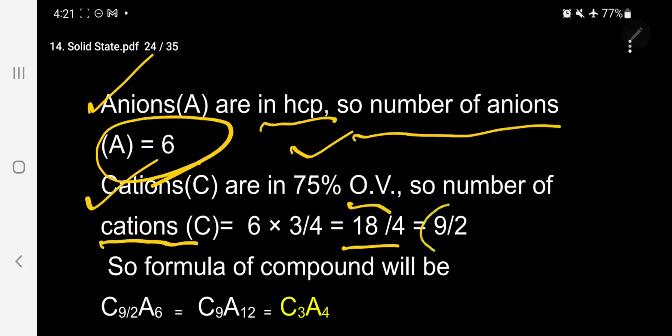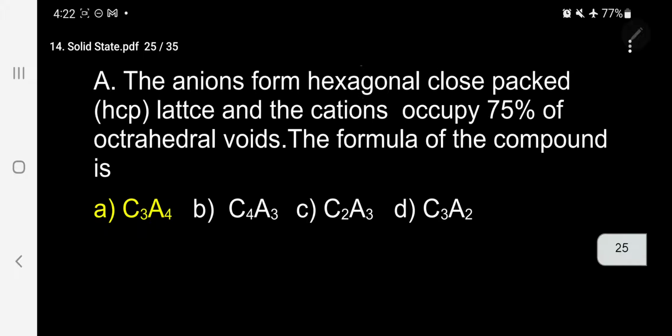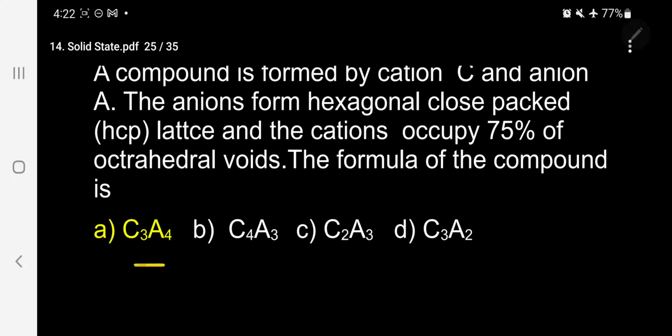So in this case, anion and cation. Now let me write C 9 by 2, A 6. On rearrangement, the 2 goes to the other side, and you convert 6 into 12. So C9 A12, or in the ratio form, C3 A4. This is the answer. C3 A4 is the correct answer. Let us see where the option is. Option A is the correct option. Please follow, A is the correct answer.